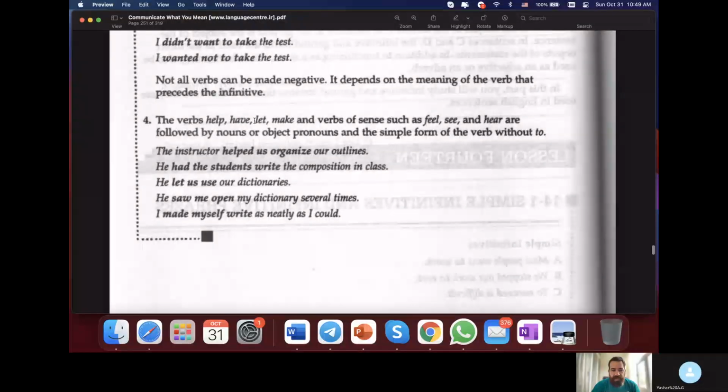The verbs help, have, let, make, and verbs of sense, such as feel, see, and hear, are followed by nouns or objects.